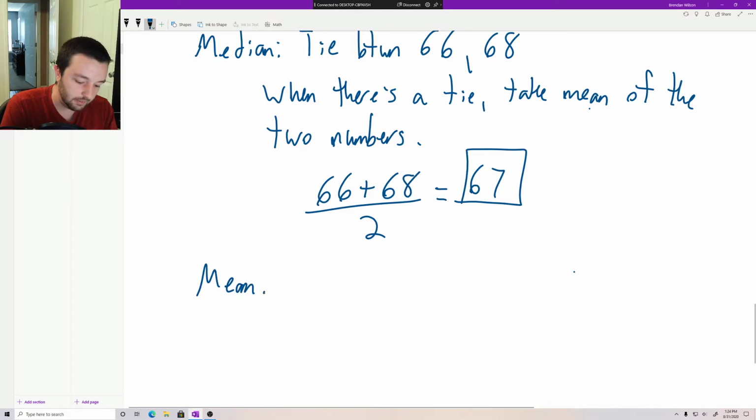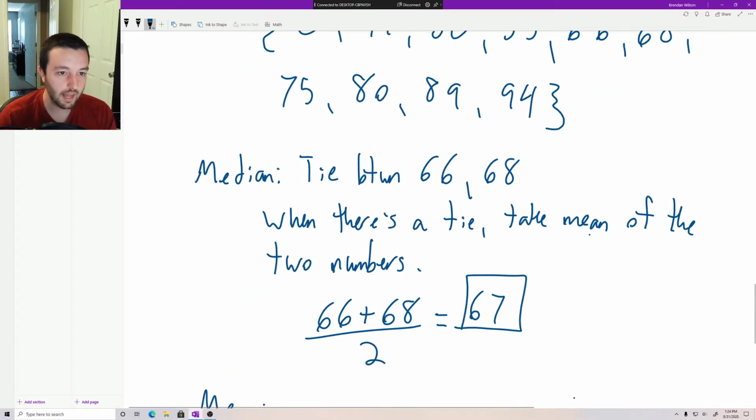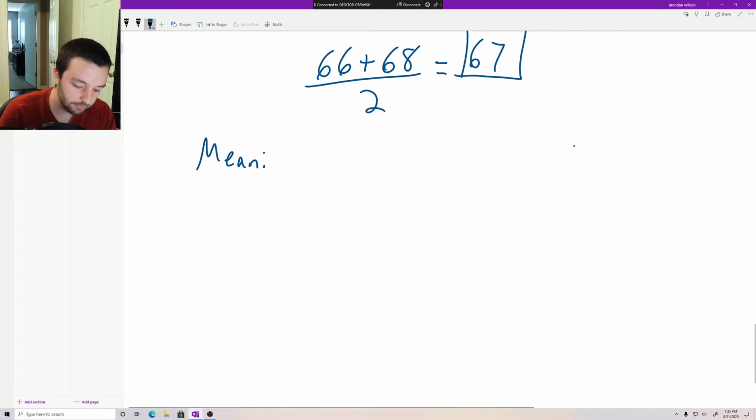Now let's find the mean just to compare here. We're going to do some more comparing of the mean and median in 2.5, but just to get a little practice before then. We want to add all of the numbers up and then divide by however many there are. So I'm just going to do it in a calculator here. We're going to do 0 plus 41 plus 50 plus 53 plus 66 plus 68 plus 75 plus 80 plus 89 plus 94. So we get 616 when we do that. Now we want to divide by 10 because there's 10 numbers. And we get 61.6.